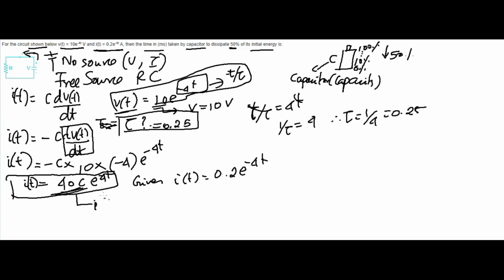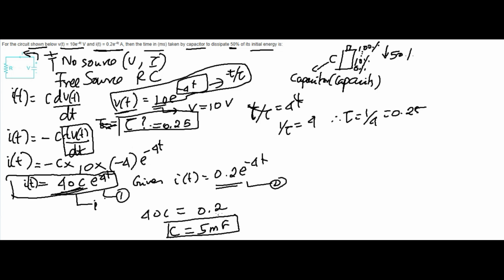So you can compare. If I take this as 1 and this as 2, you can compare 40C, which is equal to 0.2. 0.2 is here, 40C is here, is it right? So we can find C is equal to 0.2 divided by 40. So automatically you can find 5 mF, 5 microfarad. That is a simple calculation.